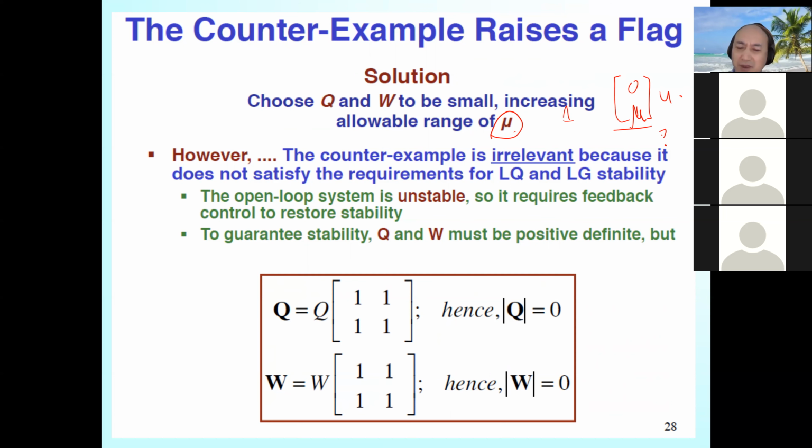So the open loop is unstable, requires feedback to make it stable, to guarantee the stability. So Q and W must be definite. However, here they are not. They are positive semi-definite, both of these.